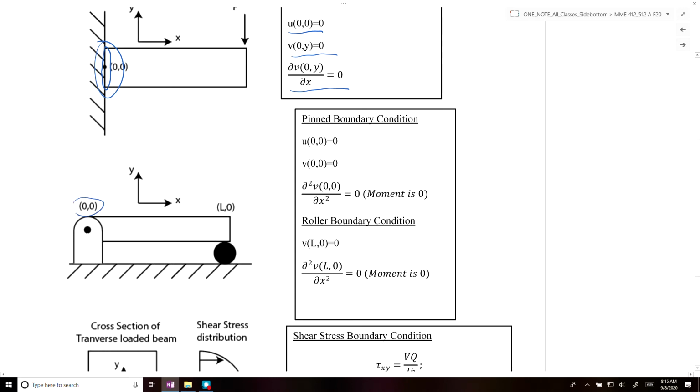In a similar fashion, for a pinned boundary condition, we know that the displacement at our origin point is 0 in both the x and the y direction, and we know that the moment, because a pin can't apply a moment to the system, the second derivative of the y displacement must be equal to 0 at the origin as well. Okay.